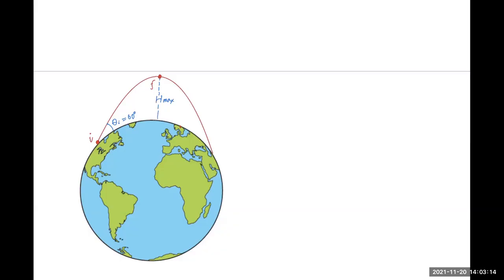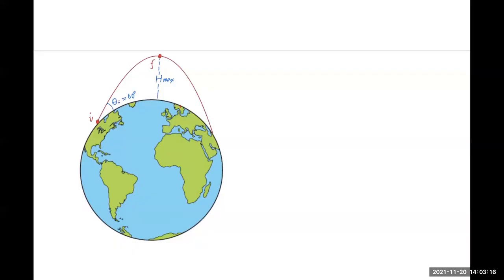Is that a parabola, by the way? It looks like a parabola. Is that a parabola? No, it's not a parabola. Okay, it is a parabola as a good approximation if H maximum is far less than the radius of the Earth. So you're looking at launching a projectile near the surface of the Earth. We know, of course, from all the way back in chapter 4, it is a parabola.